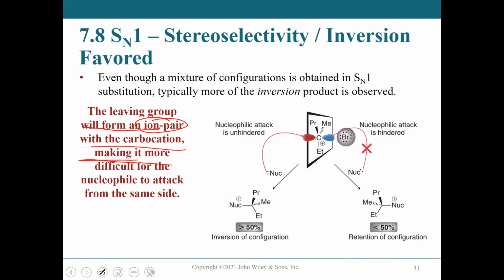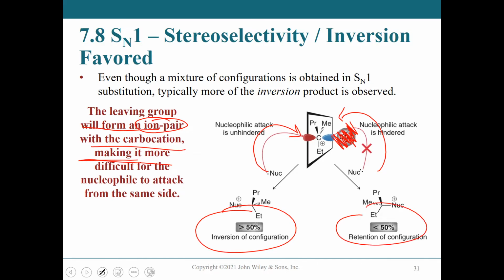The Br minus blocks one side of the carbocation. Therefore, the nucleophile will only have one side, the inversion side, to attack. Once the bromine leaves, once this guy is gone, then that's when it can attack from that side as well. Okay, but that is the limitation. That's why inversion is slightly more than 50 percent and retention is slightly less than 50.